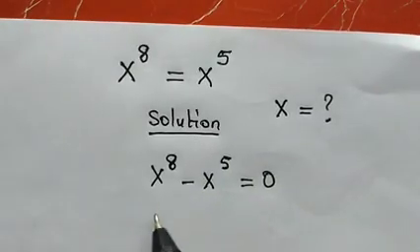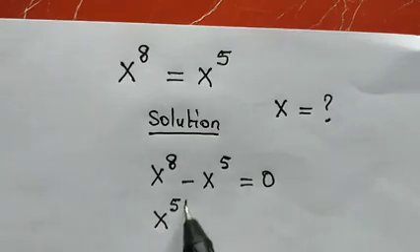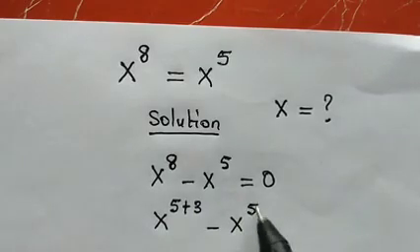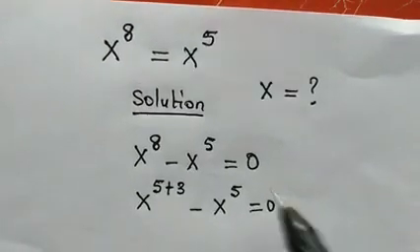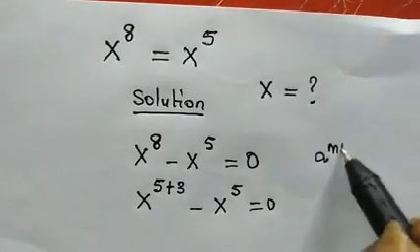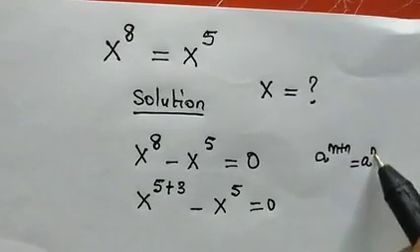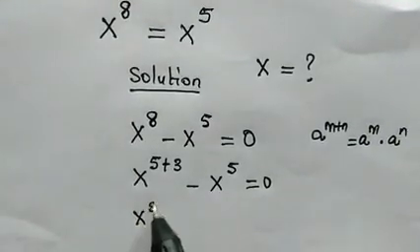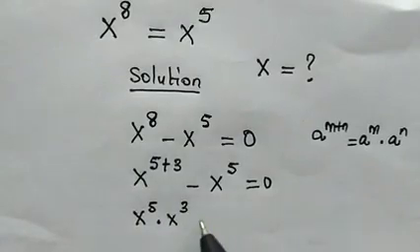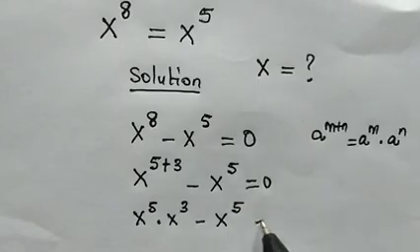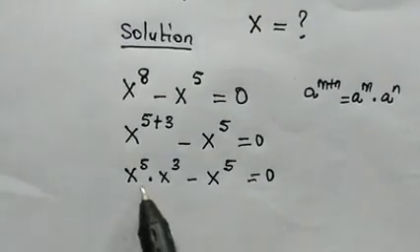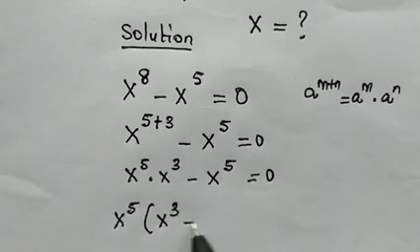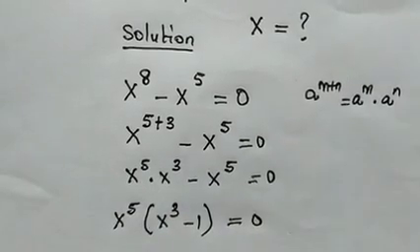From this left hand side, now we know that 8 is the same as 5 plus 3, right? Then minus x to the power of 5, which is equal to 0. Now let us recall, a to the power of m plus n is equal to a to the power of m multiplied by a to the power of n. So here this will become x to the power of 5 multiplied by x to the power of 3, minus x to the power of 5, equal to 0. We can see that x to the power of 5 is common, so let's factor it out, and here we get x to the power of 3 minus 1, and the whole of this is equal to 0.